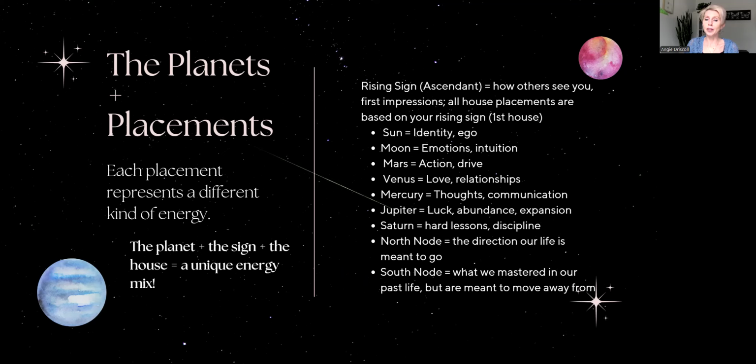Now, there are a couple of other planets, of course. There are the outer planets, Neptune, Pluto, and Uranus, but I do not include those for the most part, because this is just about learning the basics. So we focus on the planets and placements that affect us on a daily, weekly, monthly time period, and not so much the outer planets that are affecting us more on a generational basis or on a multiple-year basis.